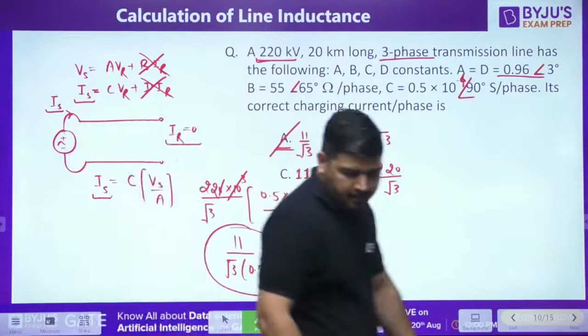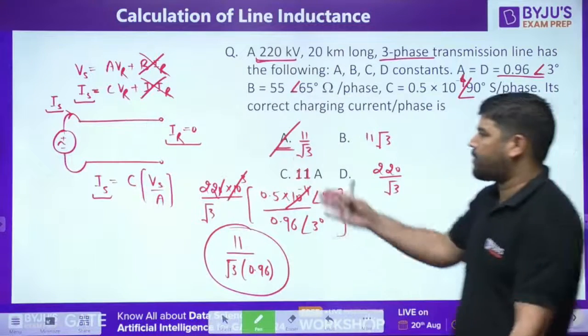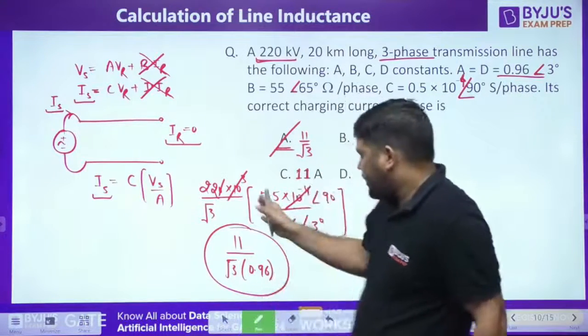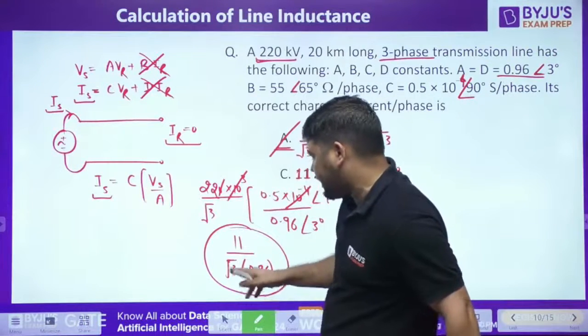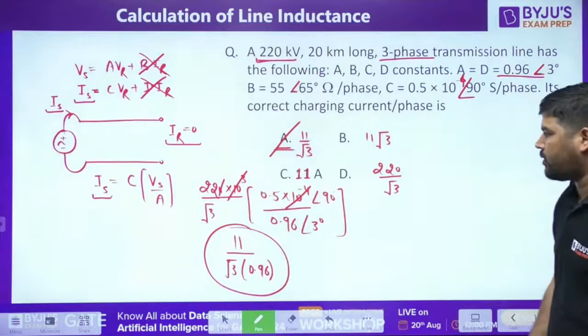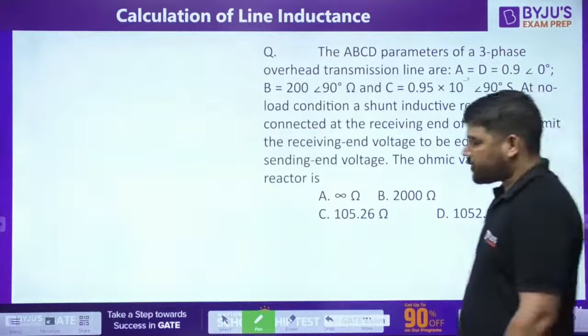Okay, answer is Agra. So I mean, you'll get an approximate answer, because you are not getting the exact answer because it is 0.96. It is nearly equal to 1. So you can say that it's 11 by root 3 almost. Okay, let's come to the next question, guys.